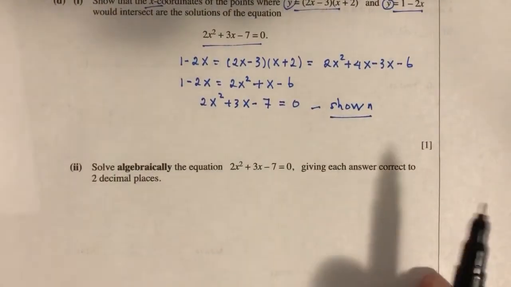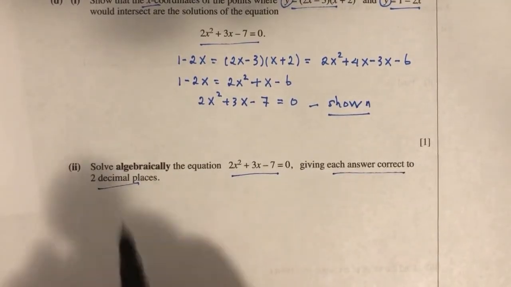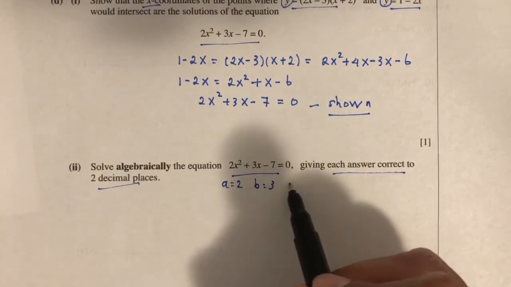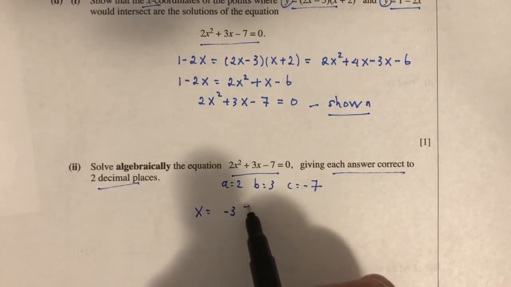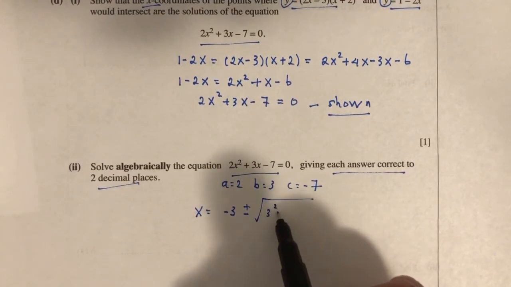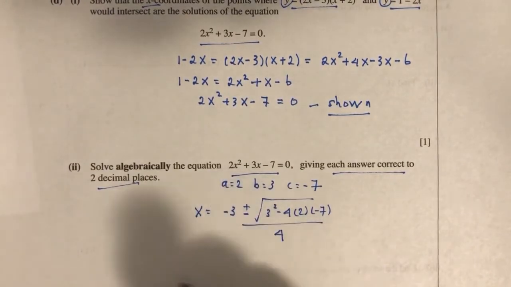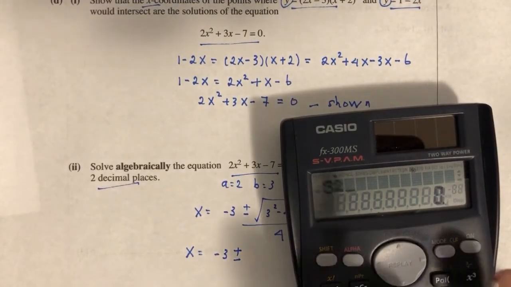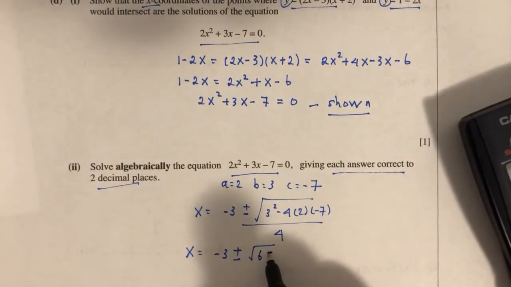Now for part 2, solve algebraically this equation, giving your answer correct to 2 decimal places. So very easy. We have to use the formula: a equal to 2, b equal to 3, and c equal to minus 7. So x will be minus b plus or minus the square root of b squared minus 4ac, divided by 2 times a, which will be 4. So x will be minus 3 plus or minus the square root of 3 squared minus 4ac, that will be square root of 65 over 4.